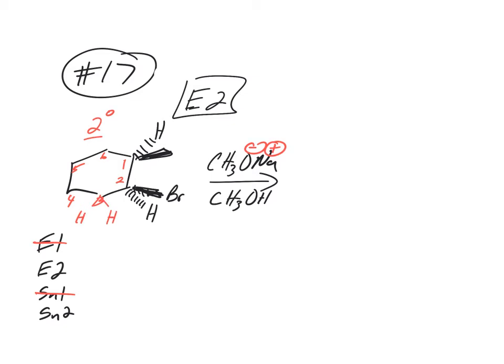And which one are we going to take, 1 or 3? Got to be careful. We want to make the Zaitsev product, but we have to make sure that they're anti-periplanar to each other. They have to be on opposite sides. I still like this one. This is still the best one to take. Why? It leads to the most substituted alkene, the Zaitsev product. And the H and the bromine, this is wedged, that's hatched, which means they're anti-periplanar to each other, on opposite sides of the ring. They have to be on opposite sides of the ring, otherwise they won't react.